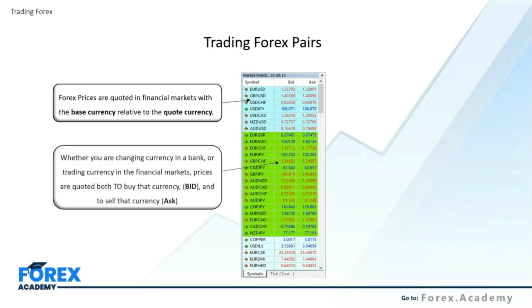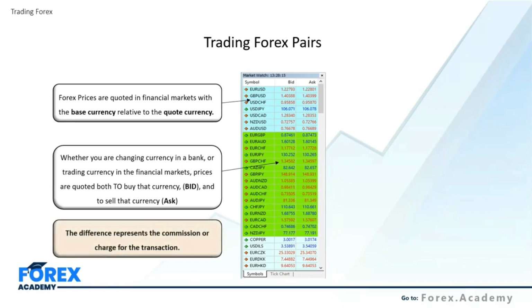Whether you're changing currency in a bank or trading currency in these financial markets, prices are quoted both to buy that currency, which is the bid, and to sell that currency, which is the ask. Okay, so that is essentially the bid and ask price. You cannot simply buy a currency at one given price. It fluctuates. If you want to become a buyer or go long, you'll be quoted one price for the currency pair. And if you're looking to sell or go short that currency, you will be quoted the ask or another price to actually take that position.